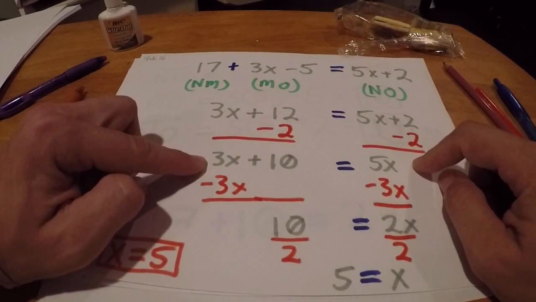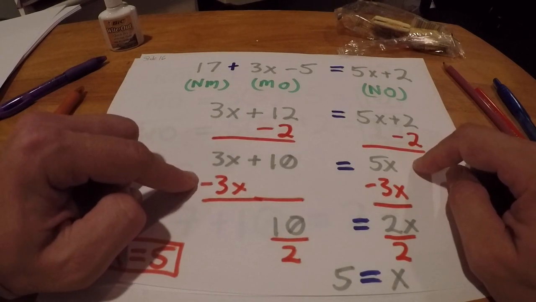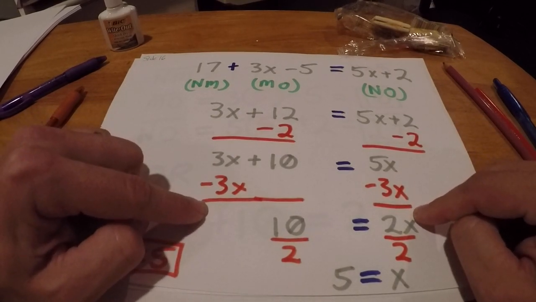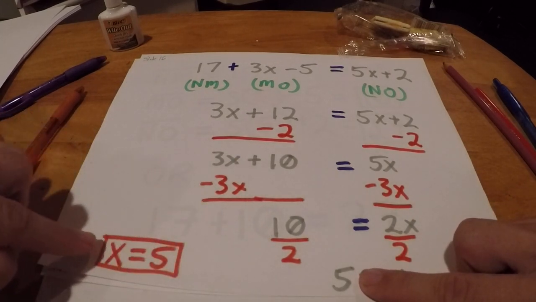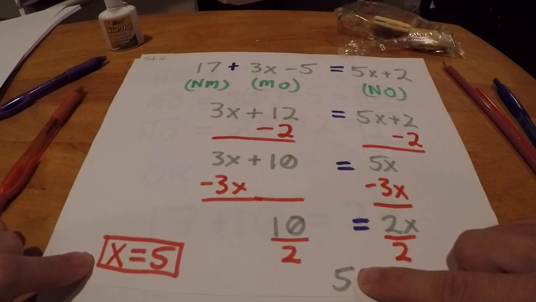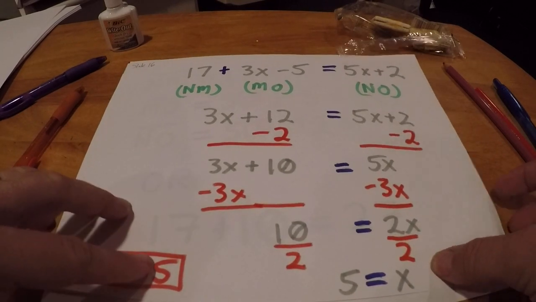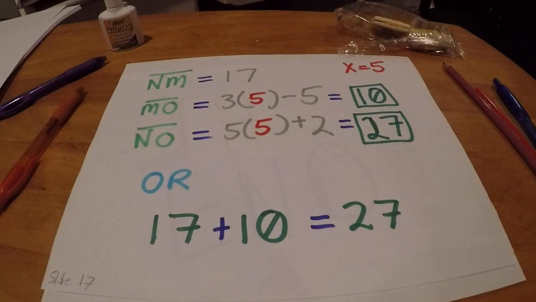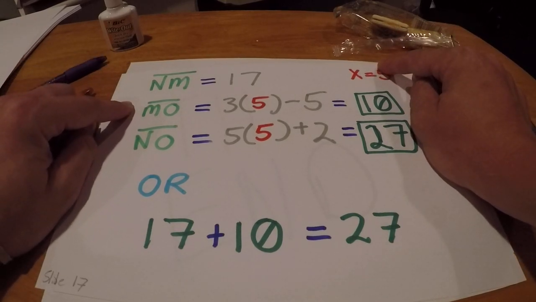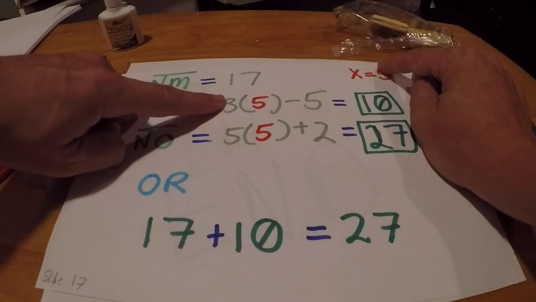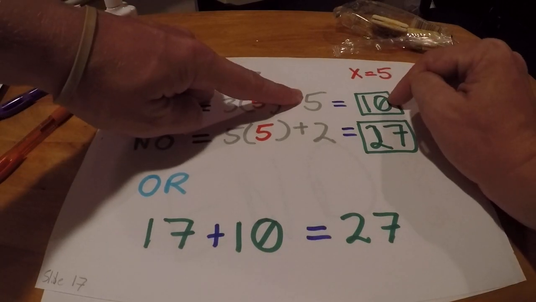3x and 5x remain unchanged, but this time we're going to subtract 3x from both sides. Now we have 2x. An additional step, divide by 2. 10 divided by 2 is 5. Now our answer is 5. So x equals 5. What we're going to do with that information is plug it back in. Now that we know x equals 5, we already know NM, but MO was 3x minus 5. So 3 times 5 is 15, minus 5 is 10.